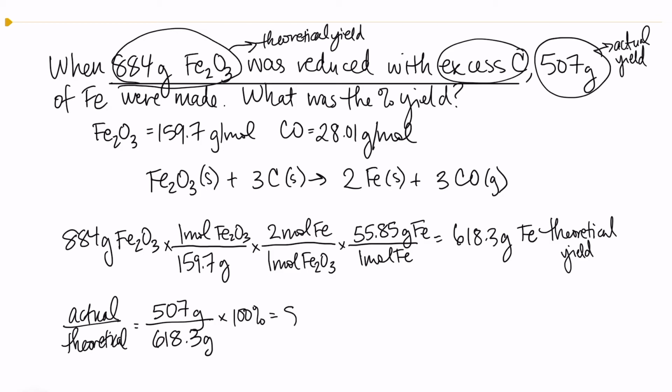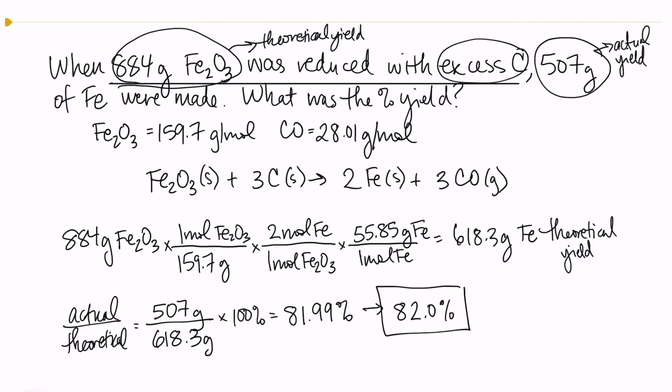And I'm going to get 81.99%. I'm going to actually just round it up to 82%. Should I have 3 sig figs? Probably. I'm going to call it 82.0%. Okay, there we go. So that's my percent yield.